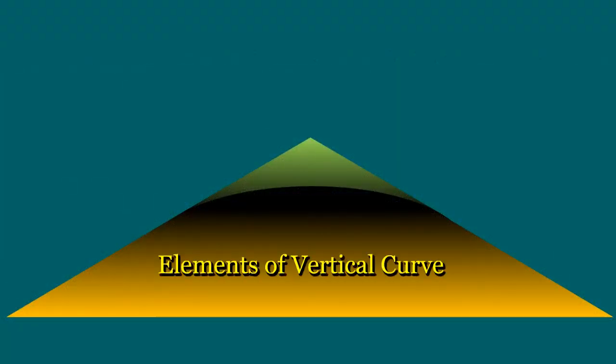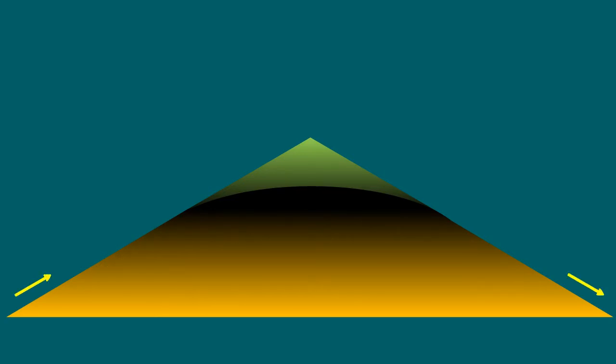Before going deep into design, let us understand the elements of the vertical curve. Let us see the components of grades. The grade, or gradient of the road, is denoted as G, and it is expressed in two ways. The first one is as a percentage, for example, 2% or 3%. And the second one is 1 in n, which is 1 vertical in n horizontals, such as 1 in 100 or 1 in 400.